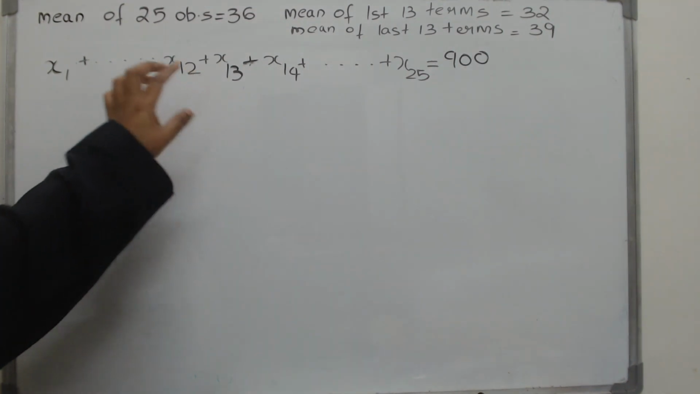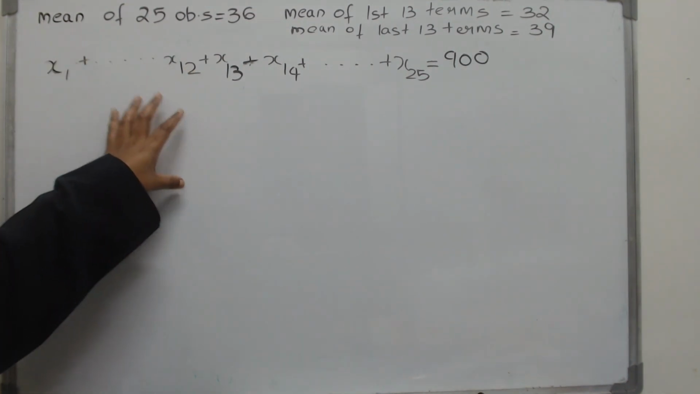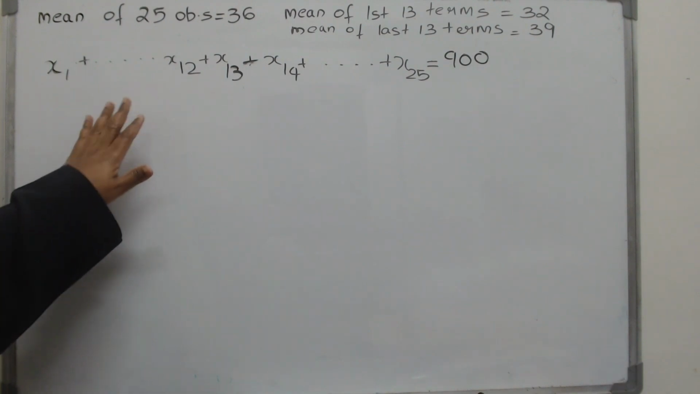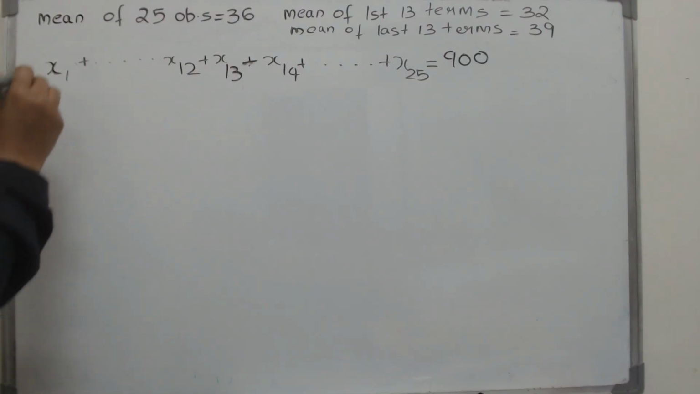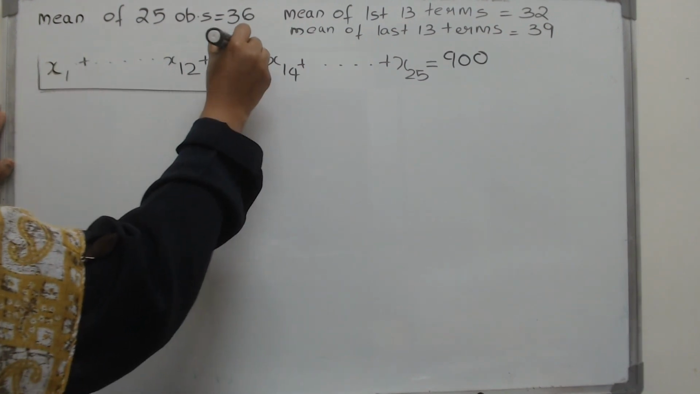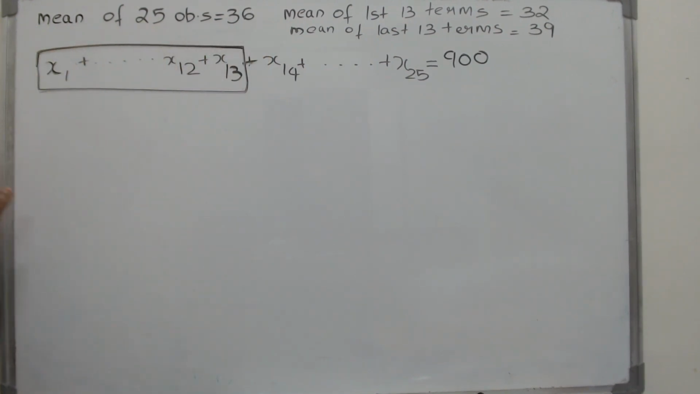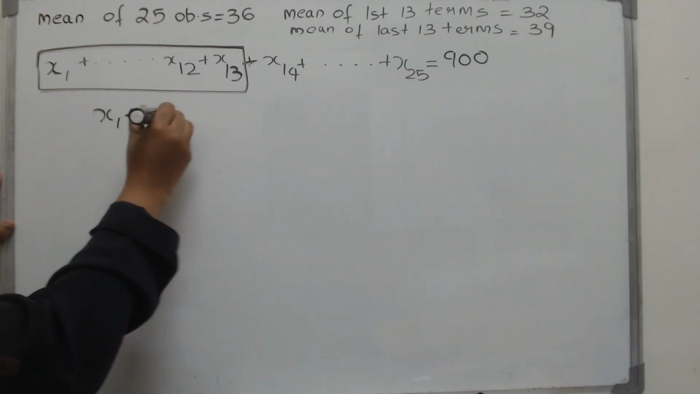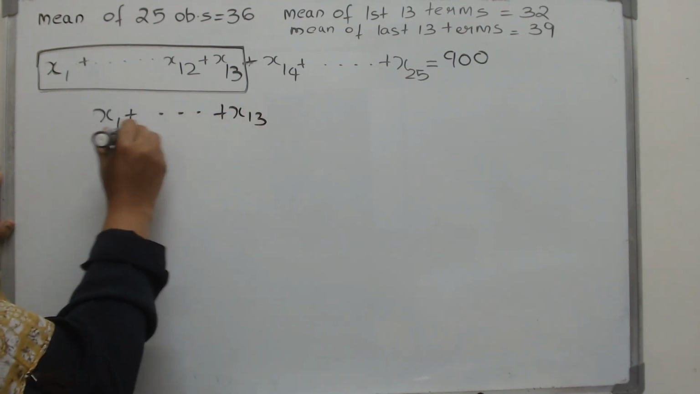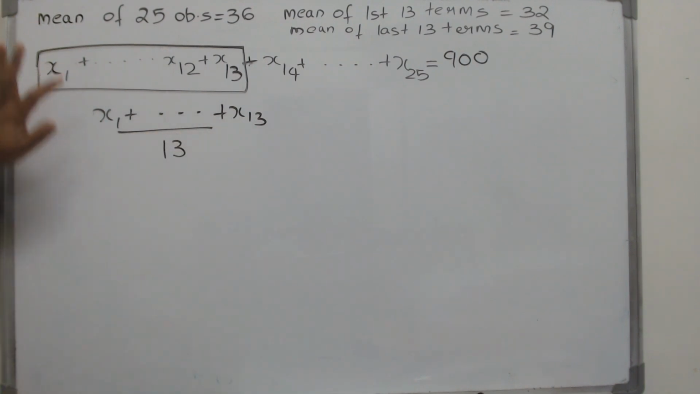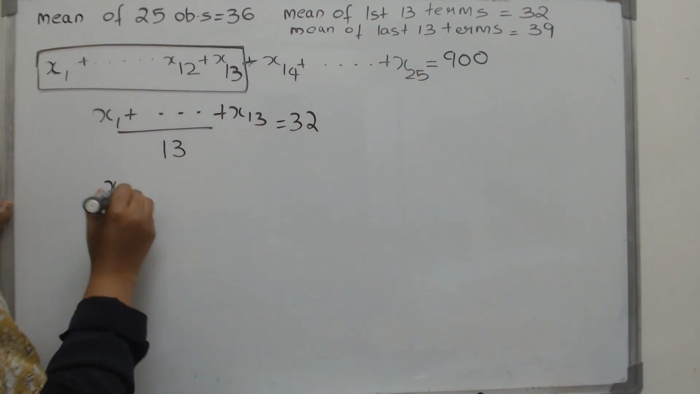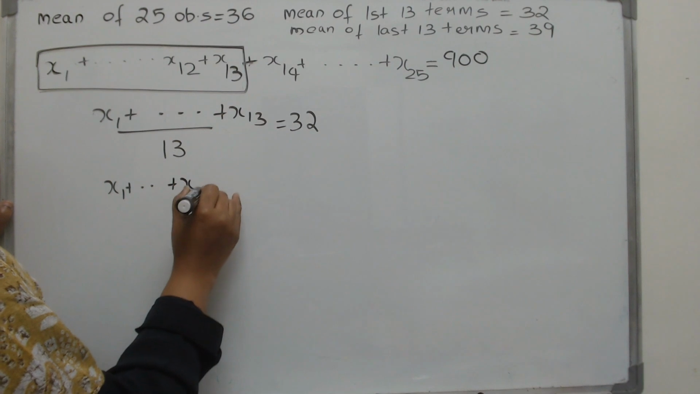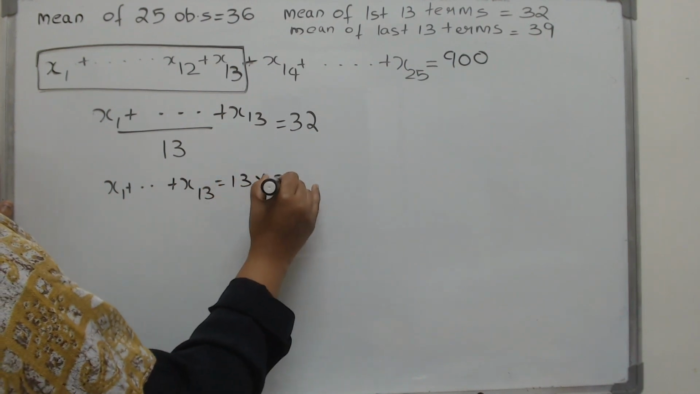All I have done is written down how the middle terms will look like. Your middle terms will look something like this. Now what is happening? The mean of the first 13 terms is given as 32. Again, what is the mean given by? It is the sum of the observations by the number of observations. It is 13 terms, so divided by 13, that is given by 32, which means what? The sum of first 13 terms is given by 13 into 32.